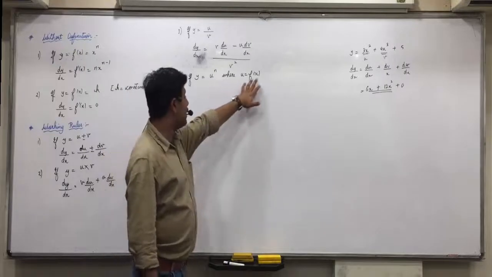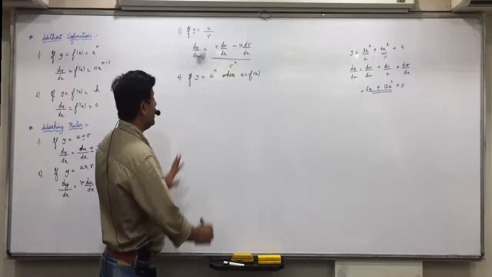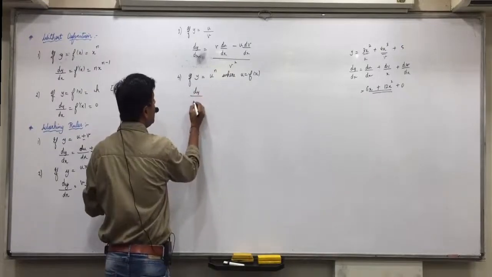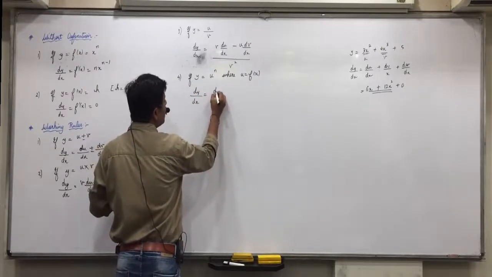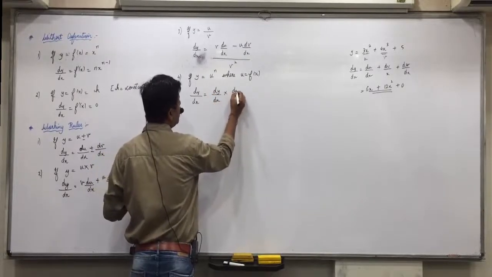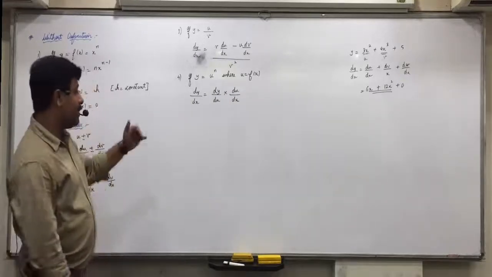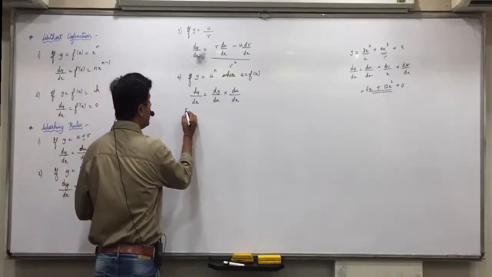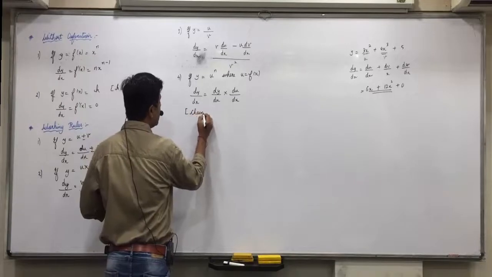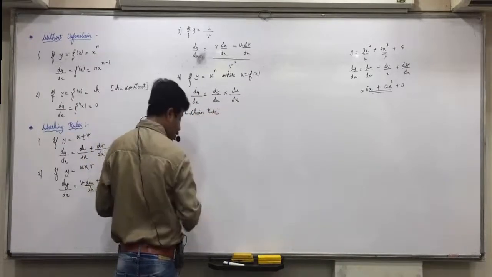So 2x plus 7 is a function of x that you will take as u. And then you will apply the formula dy by dx equals, first you will differentiate y with respect to u and then u with respect to x. dy by du into du by dx, which is also called the chain rule. The last one is also called the chain rule.